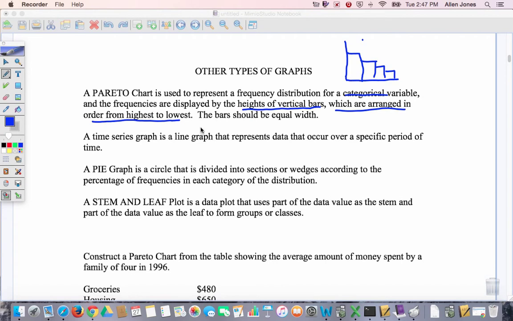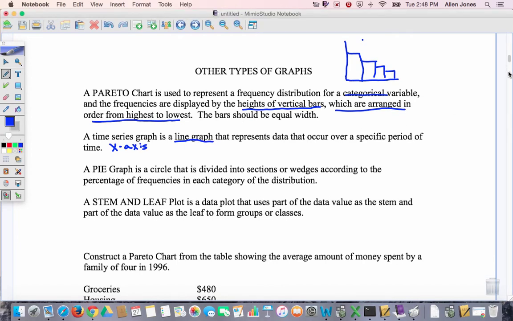A time series graph, as the name implies, is a graph over a period of time. That time could be minutes, hours, days, weeks, months, years, whatever time would be there, but that time would be along the x-axis. So time is on our independent axis, or our x-axis, and then just like the rest of our graphs, our frequencies are aligned on our y-axis and graphed. It is a line graph, so we'll plot those points and connect them as a line.